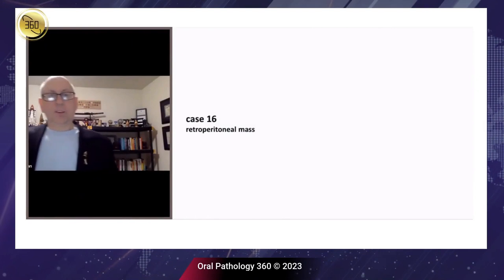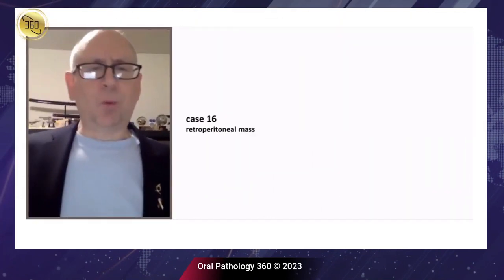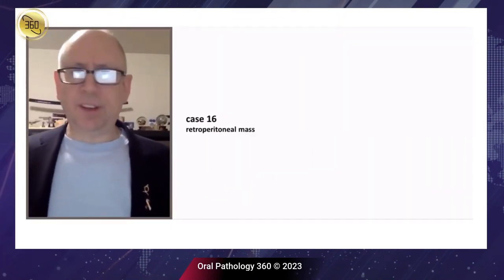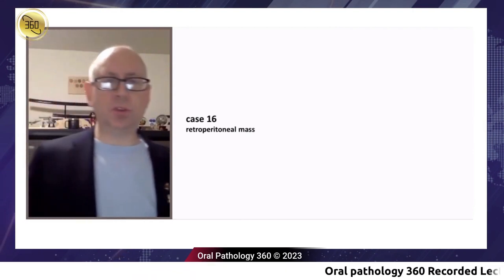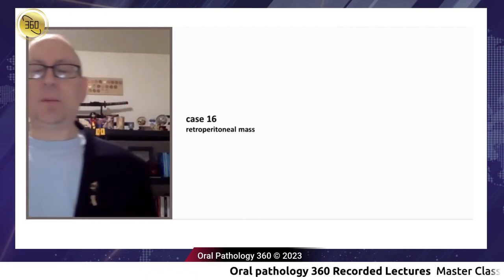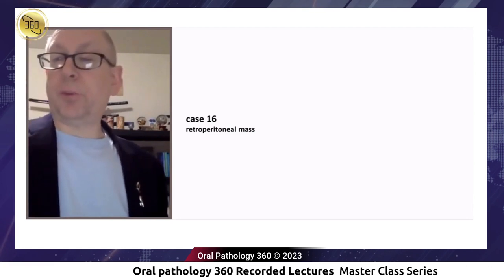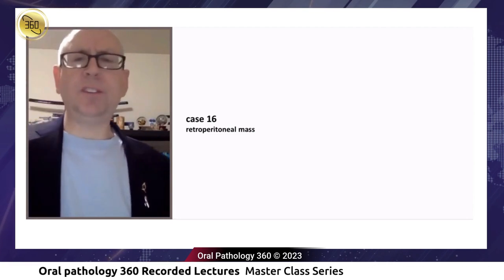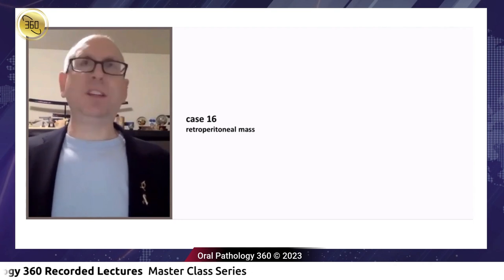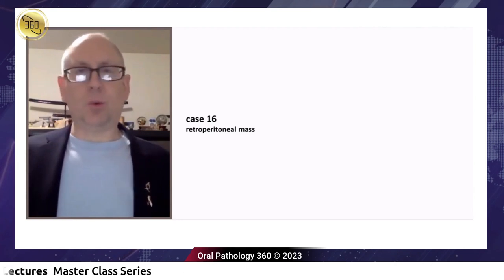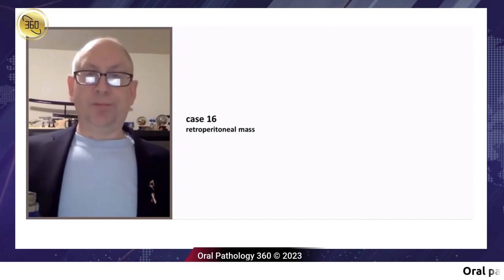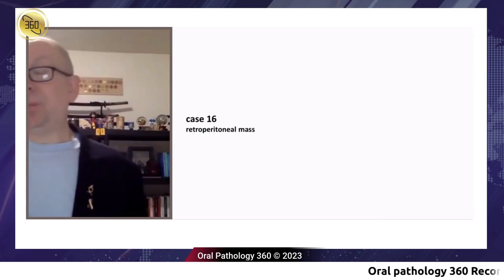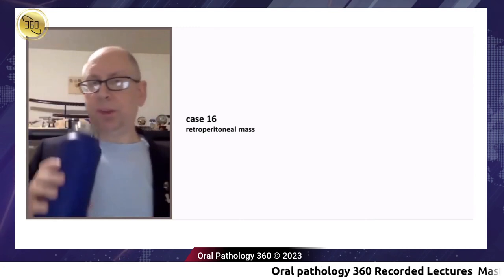All right. You're thinking, where are you going with this one? Why are you showing me a retroperitoneal mass? There's method here. I'm going to show you some soft tissue tumors, and I'm going to explain why they're important for us as oral pathologists. Because when I was in residency, I was like, why am I looking at kidneys? And why am I looking at colons? And why am I looking at gallbladders? It's because when they show up in the oral cavity, I have an idea what I'm looking at.